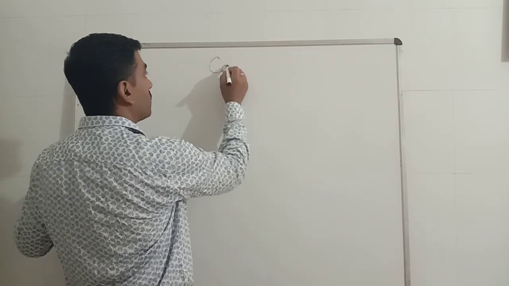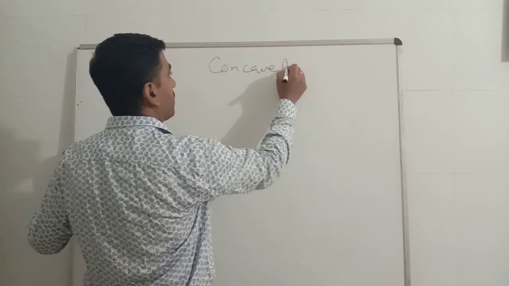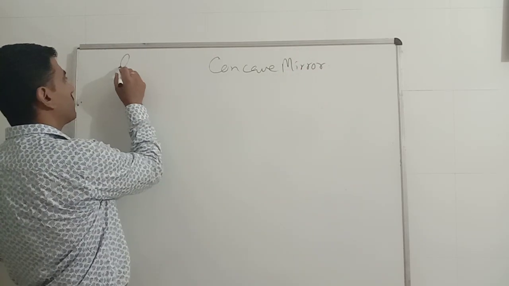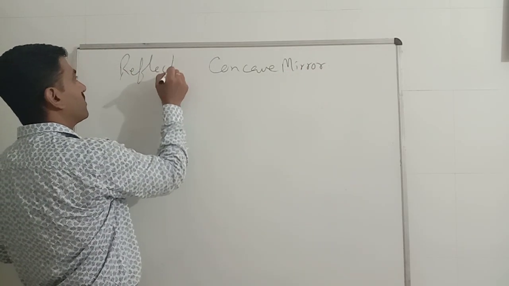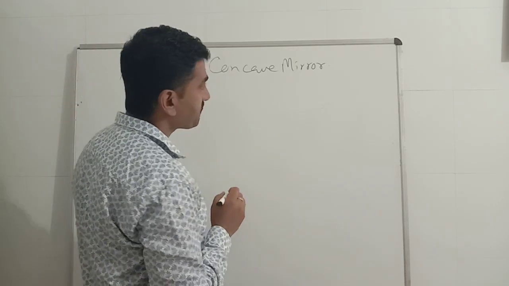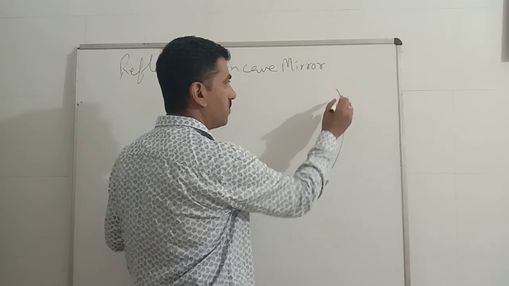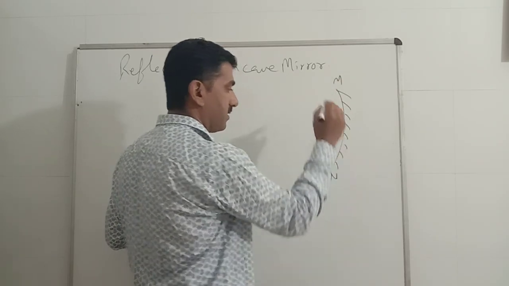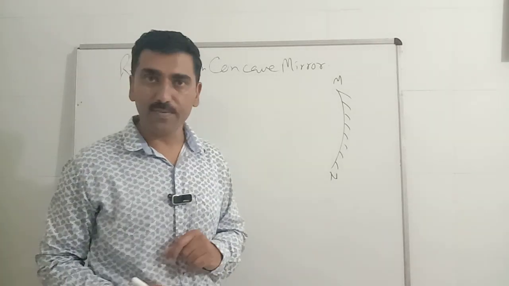So, concave mirror, rather reflection in concave mirror. So this is your concave mirror and MN is the aperture of the concave mirror.